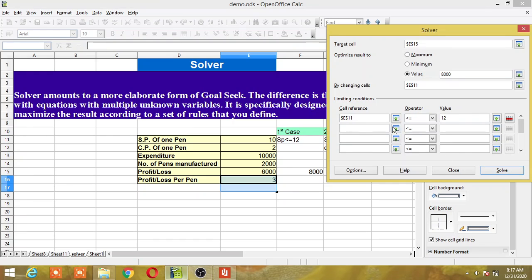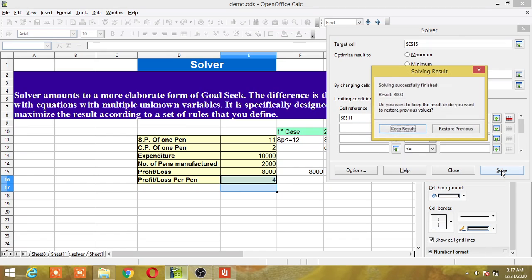So here I have given only one condition, that is I want to change the selling price to a maximum of 12 rupees. Now you can click on solve. So this will give you the result, solving successful, and 8,000, I've achieved my target.